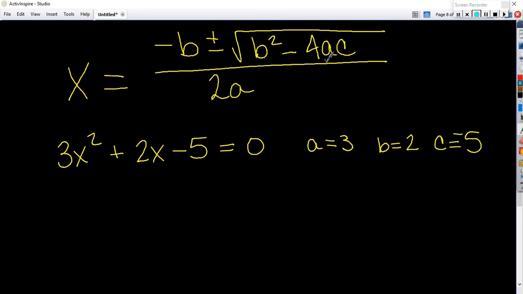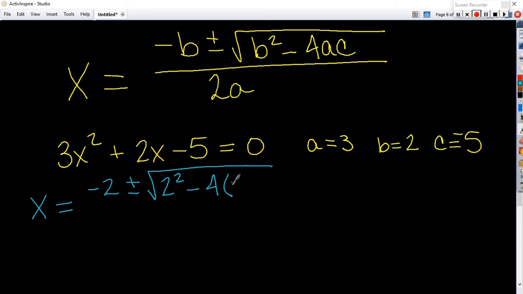All right, so when I plug it in, I'm literally just going to replace these, and I will give you this formula on your test. Opposite B, so B is 2, it's going to become negative 2, plus or minus the square root. B squared is 2 squared, minus 4 times A, which is 3, times C, which is negative 5. And the bottom is 2 times 3.